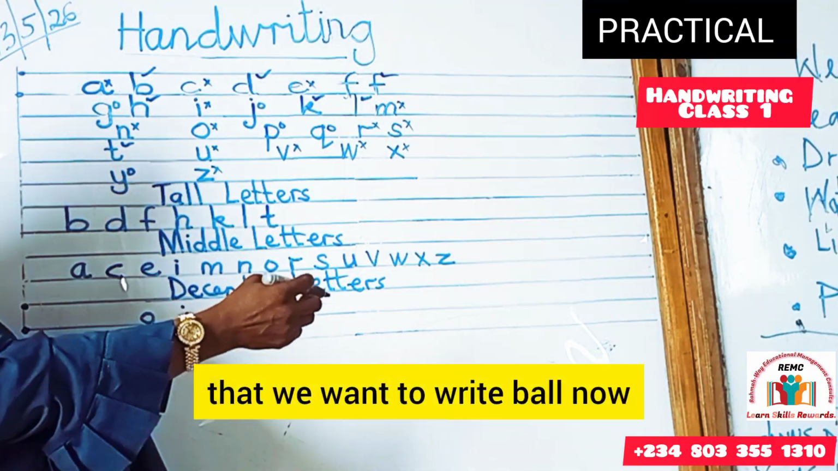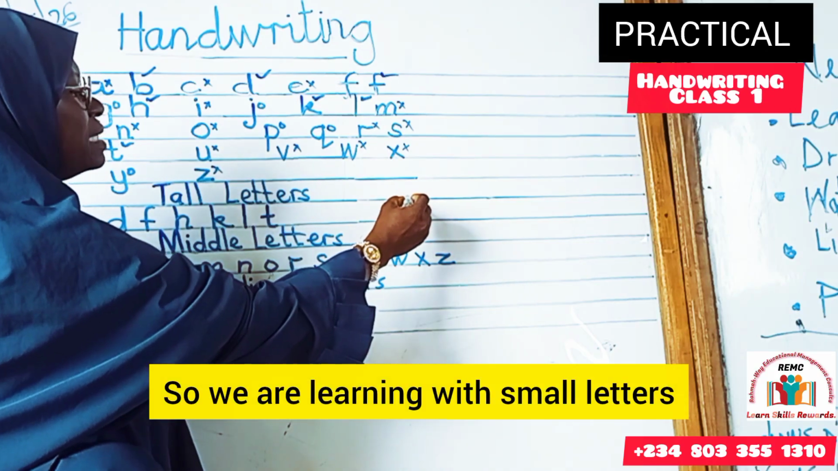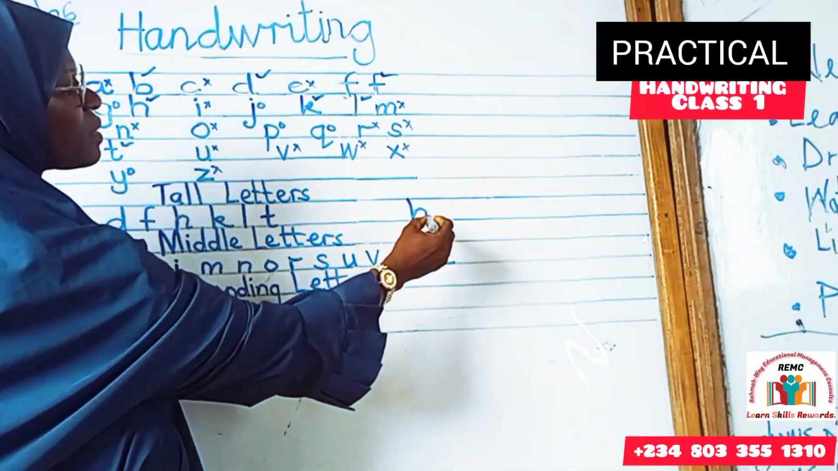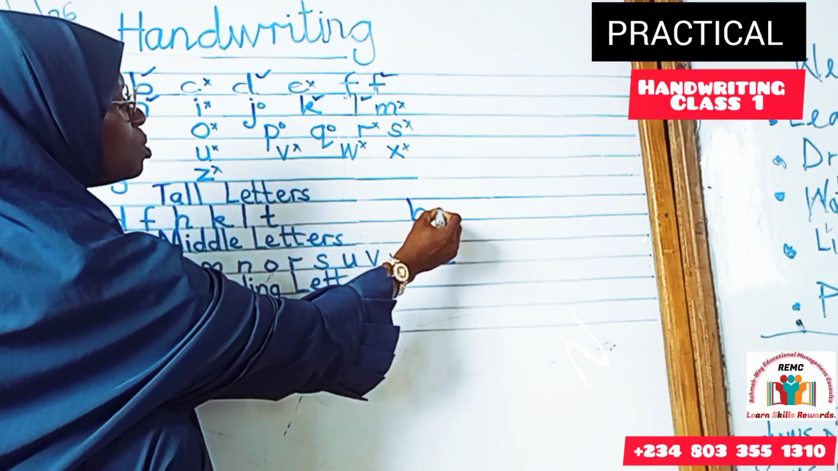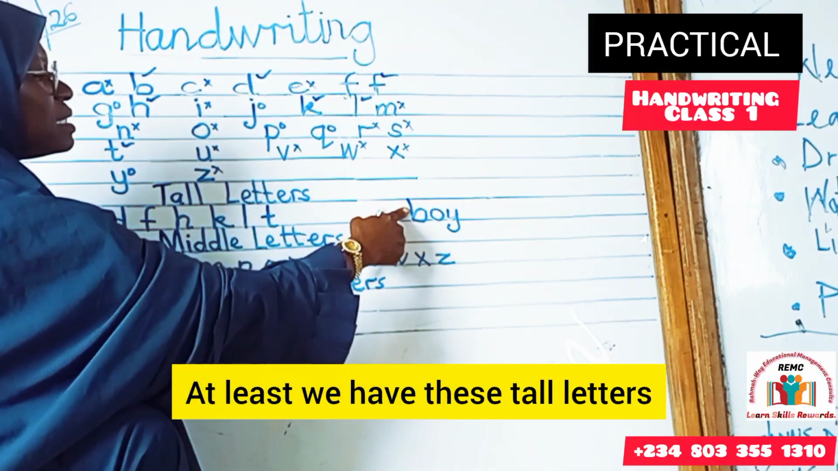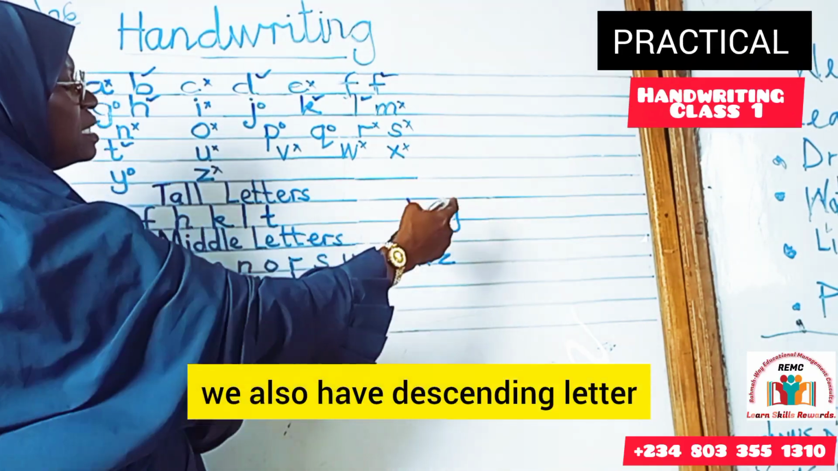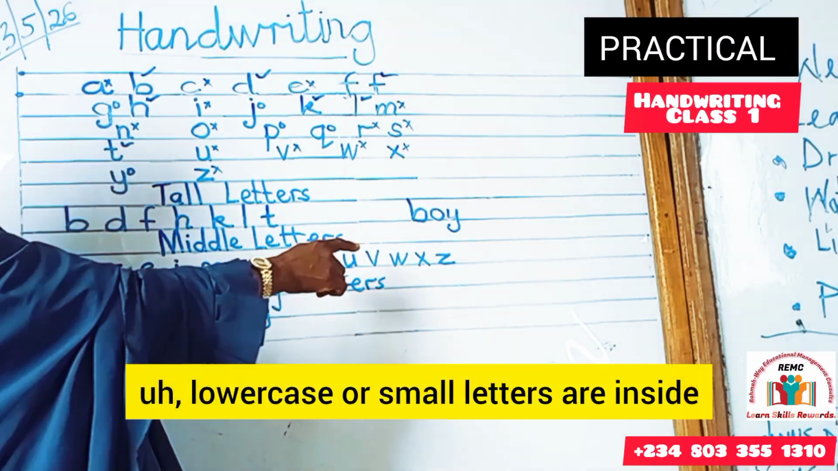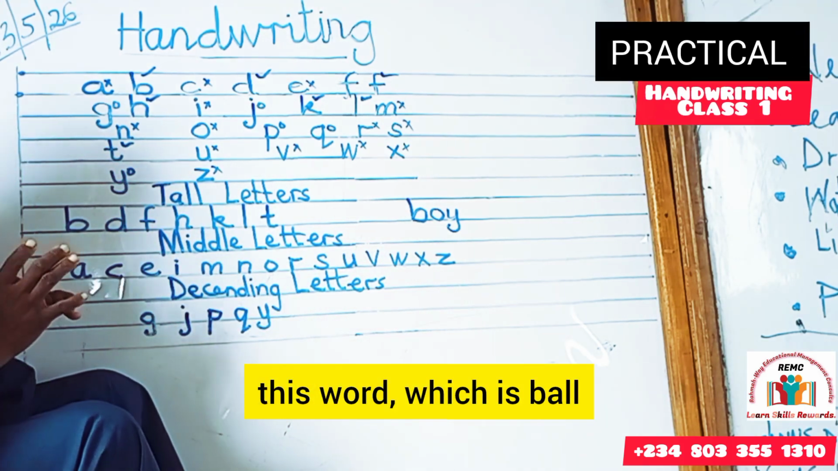So let's assume that you want to write boy now. So we are learning with small letters. So let's write with small letter B. That is the position that must stay on your line. Then you write the middle letter O. Then you write Y, which is the descending letter. At least we have these tall letters, we have the middle letters here, we also have the descending letter. All the three types of letters under the lowercase or small letters are inside this word, which is boy.